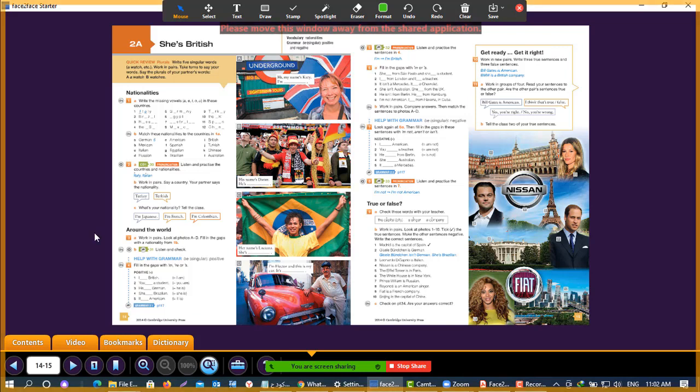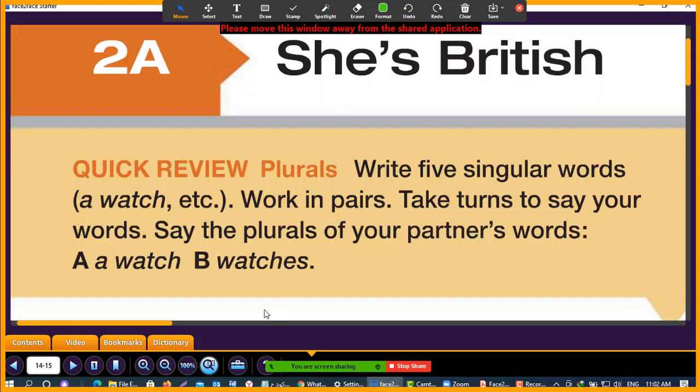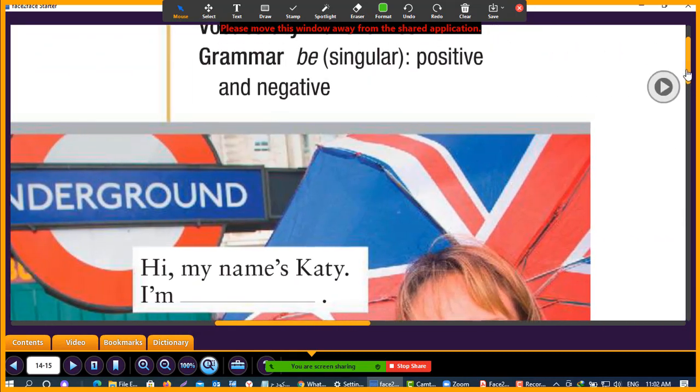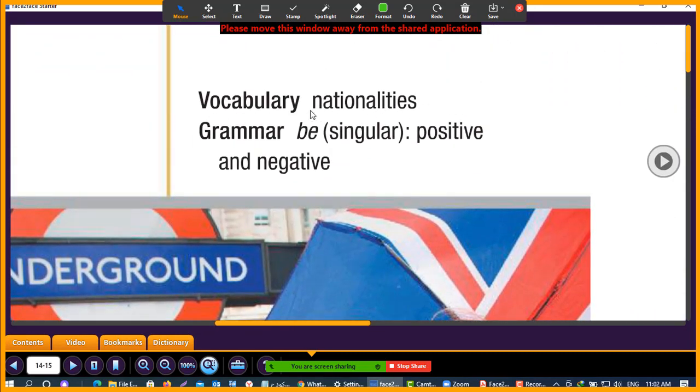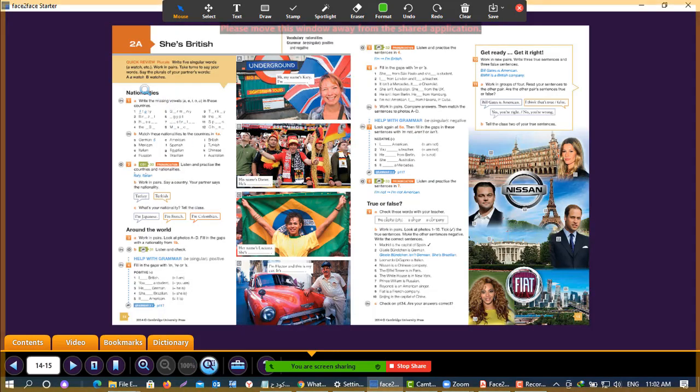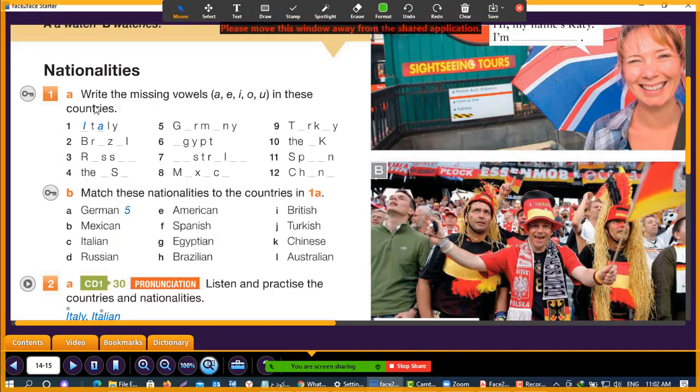Okay guys, so in this lesson we will study 2A. She is British. Here we will study vocabulary, nationalities. Vocabulary, which is المفردات, nationalities, on the nationalities. Grammar B, singular, positive and negative. And we have grammar.